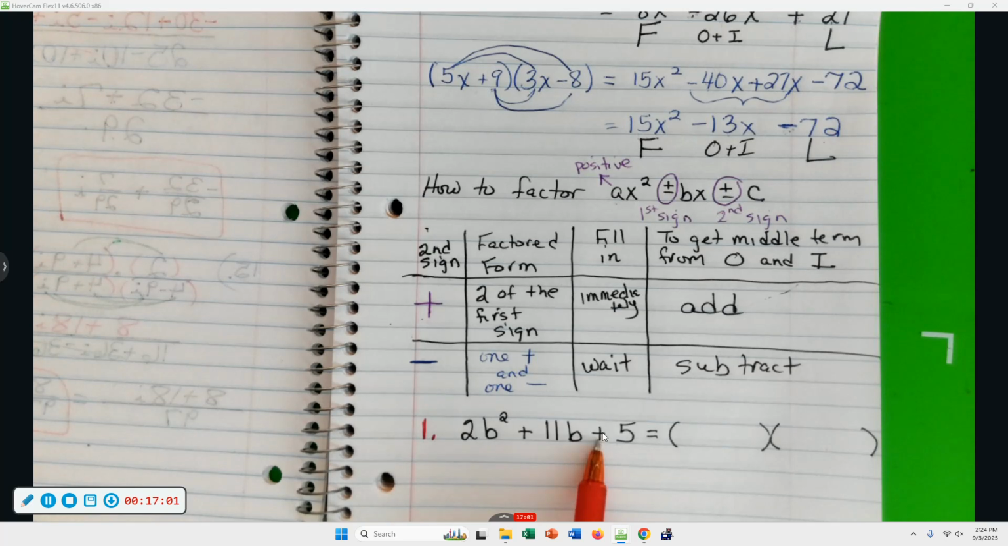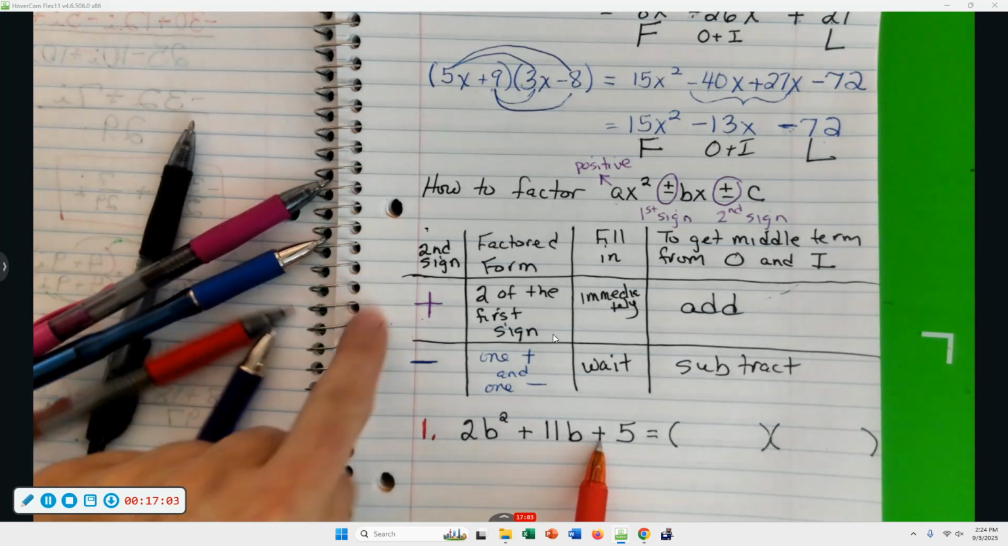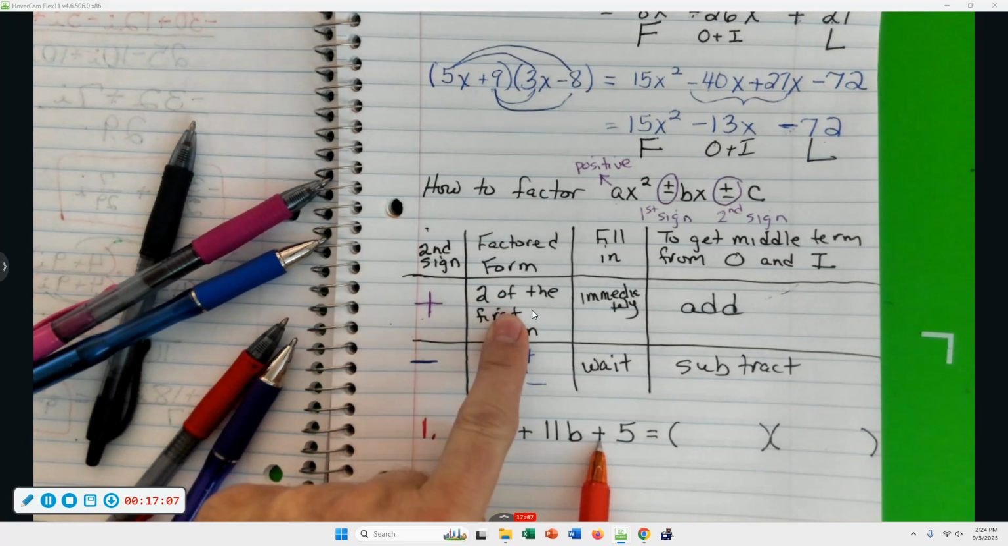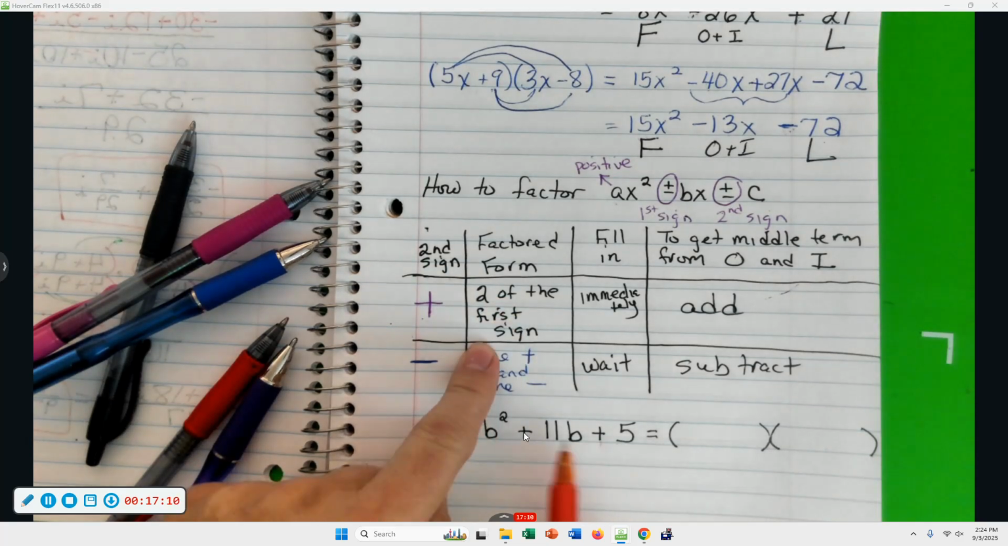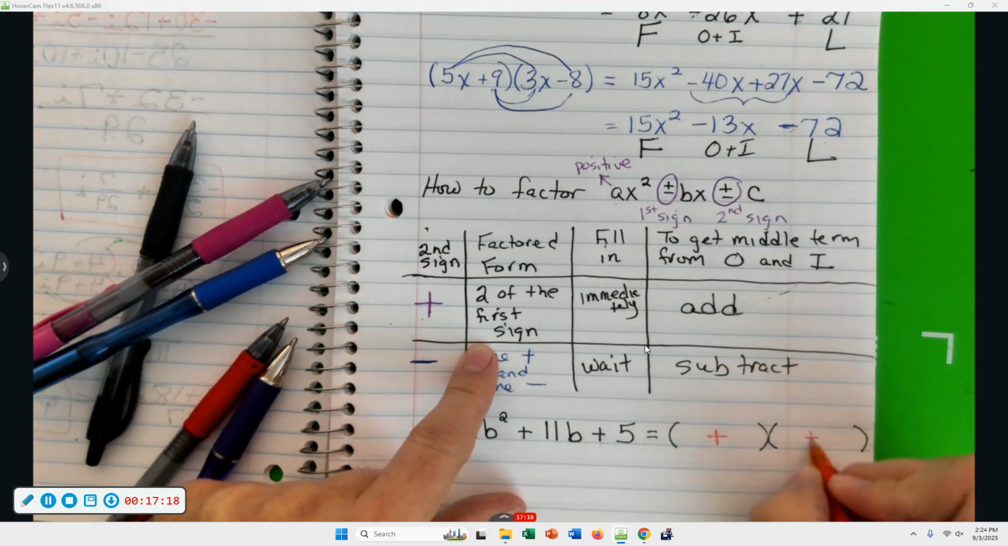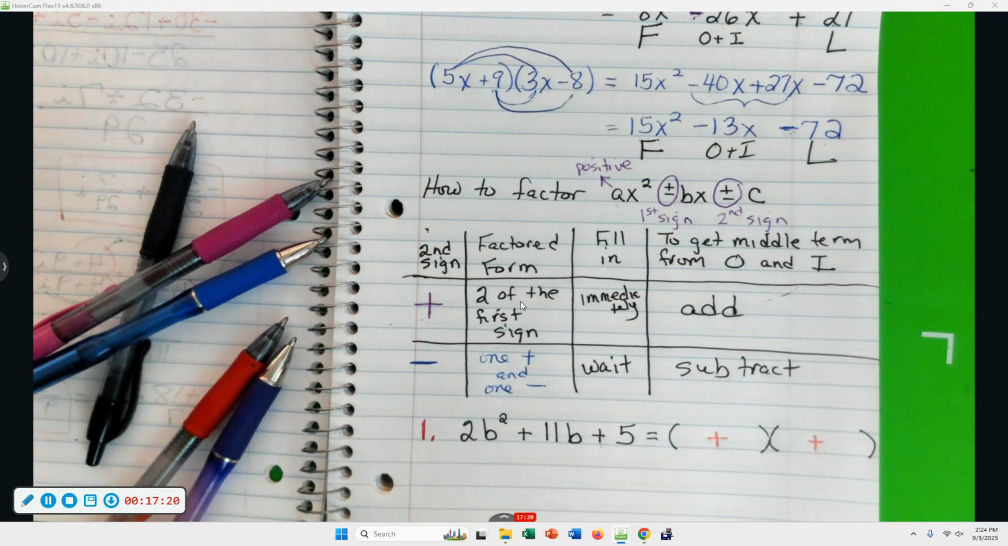Okay. The second sign is plus, so I'm looking at the first line. Second sign is plus. So you use 2 of the first sign. So what are you going to have inside those parentheses? I'll fill them in plus, immediately. Oh, this orange is not very dark. Oh, wait. That looks better. Okay, look at what I've done.